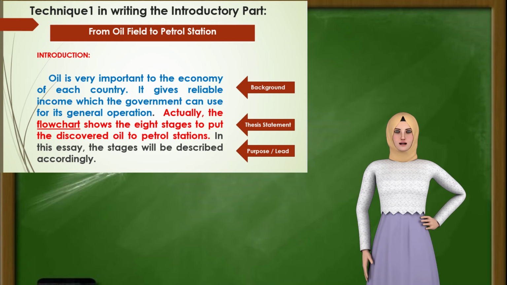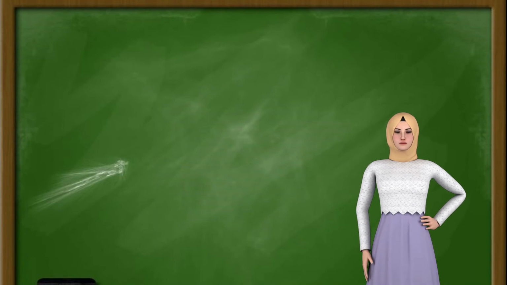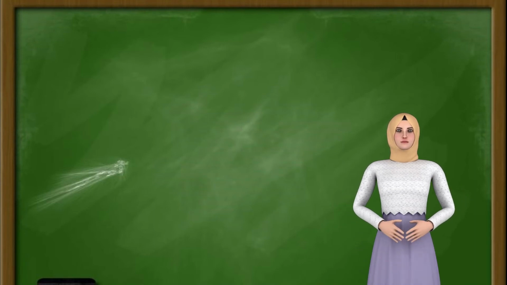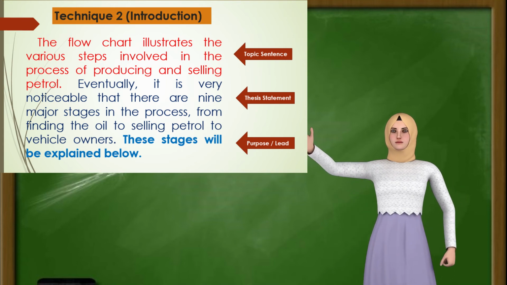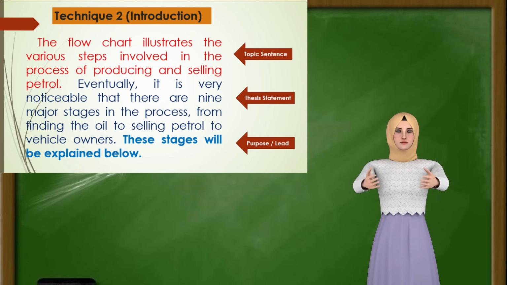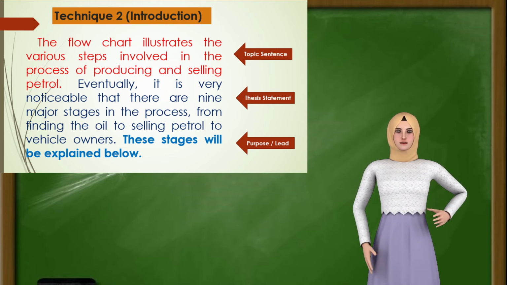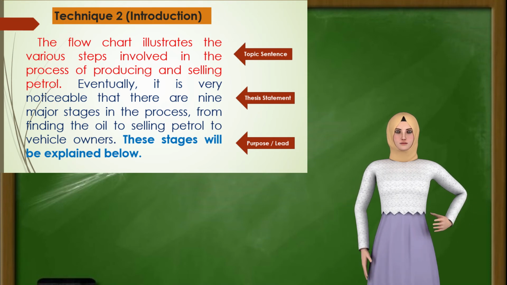How about technique 2? There's not much difference from technique 1. The first part, however, is shortened into one sentence, which is called the topic sentence, followed by the thesis statement and the purpose. Let us look at the example. The flowchart illustrates the various steps involved in the process of producing and selling petrol. Eventually, it is very noticeable that there are 9 major stages in the process, from finding the oil to selling petrol to vehicle owners. These stages will be explained below. You may notice that technique 1 has 2 sentences while technique 2 has only 1 sentence.